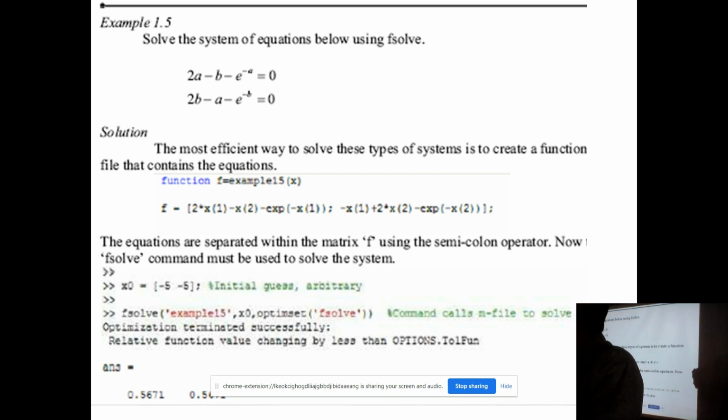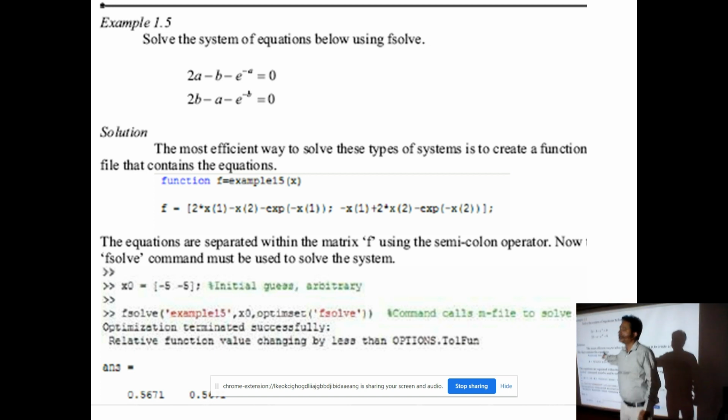In brief, I am telling you how to use a system of nonlinear equations. Start with two M files. First M file: define the function. Write the functions which are given, because the nonlinear equations are always represented in only a single variable. For example, here three equations are there.